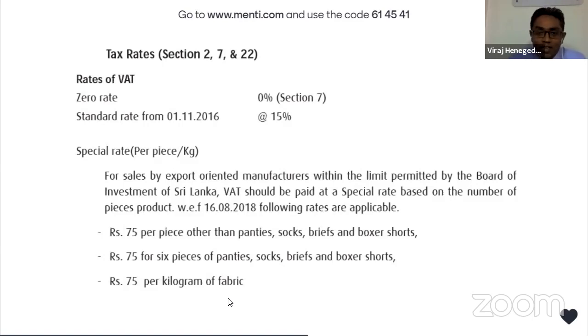And there is another mechanism which is considered only for some of the manufactured items, that is for rates, or else we can say per piece, they are charging VAT. For example, for sale of export oriented manufacturers within the limit permitted by the Board of Investment of Sri Lanka, VAT should be paid at a special rate based on the number of pieces of product. So it does not depend on the total supply, it is for the number of pieces. So 75 per piece, other than panties, socks, briefs and boxer shorts. Likewise, they have specifically mentioned a value per item, per piece, not for the whole value, right? That also you need to remember.